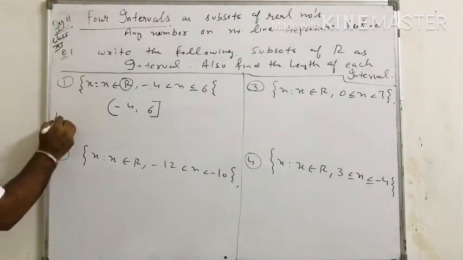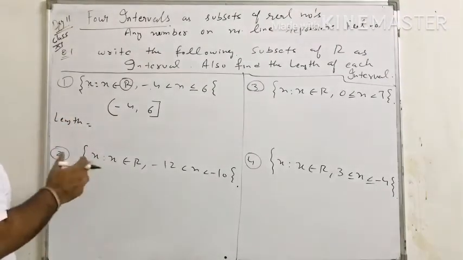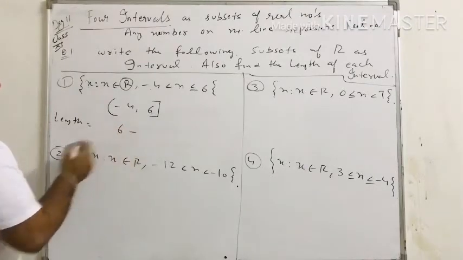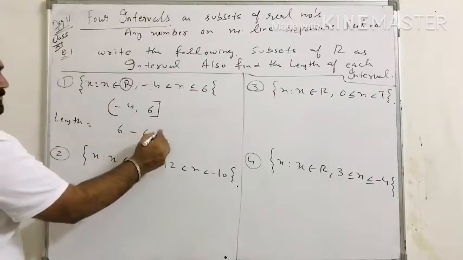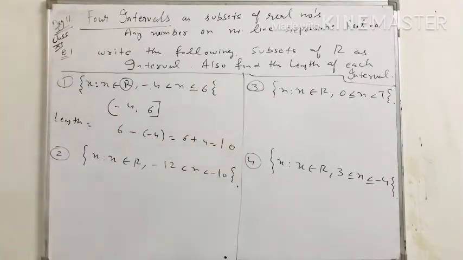Now we have to find the length. To find the length, the formula is the second element 6 minus, always use minus, the first element minus 4. So 6 minus minus 4, that is 6 plus 4, equals 10.